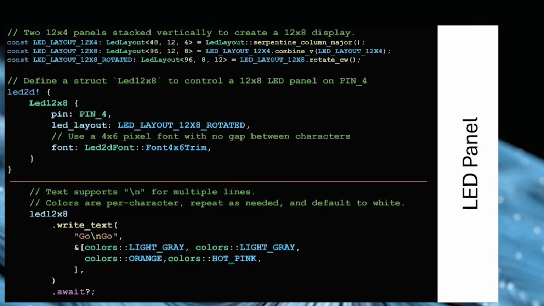And then later on in our inner main, we've already created our LED 12x8 instance, and we just say write text, and we just give it the string of text. Go, new line, go, and we give it a list of colors, gray, orange, pink. And when we do that, what we saw gets displayed. As far as the colors, there's one color per character, but if you give it too many, they're ignored. If you give it too few, it'll wrap around and recycle them. And if you don't give it any, it'll default to white text.